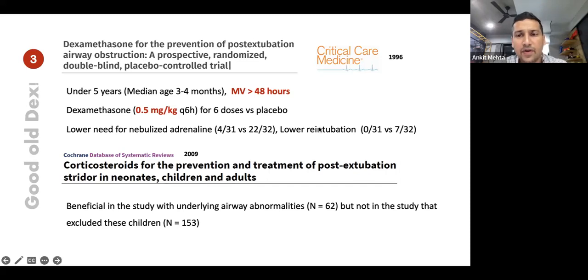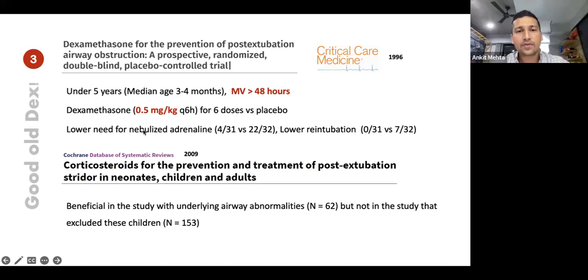For timing, they preferably want at least 2 to 3 doses before you extubate a child. So at least they say 6 hours. But in a new paper, they have highlighted that if at least 2 to 3 doses have been given, it will be very good. And they have quoted the dose as high as 0.5 mg per kg.